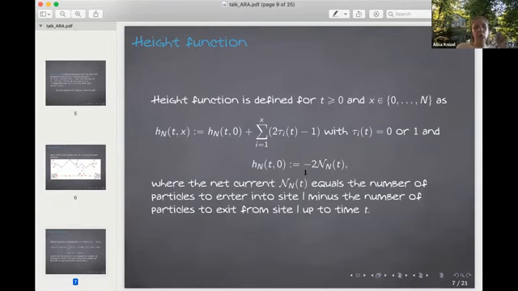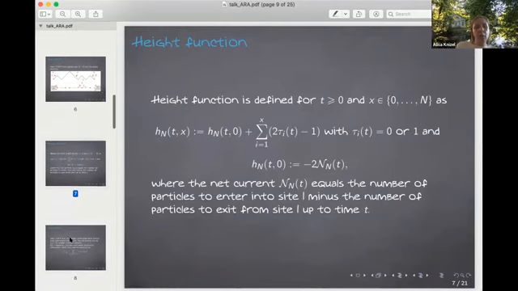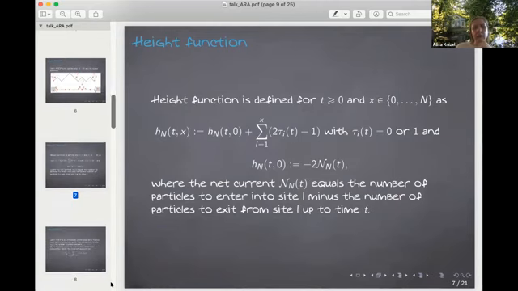And when we talk about the ASIP, we'll talk about this setup with the height function. Any questions about this system?